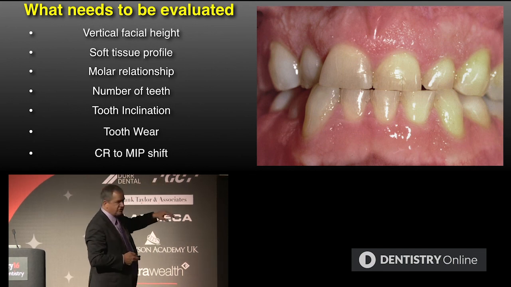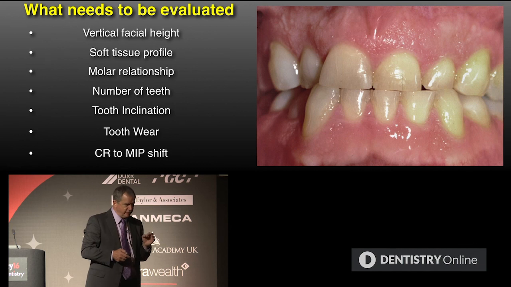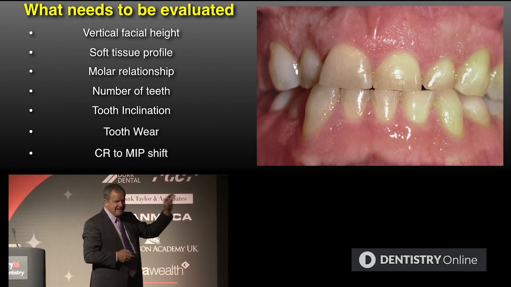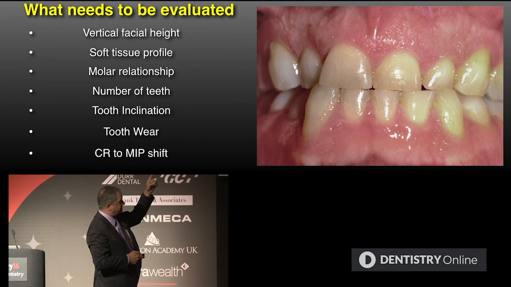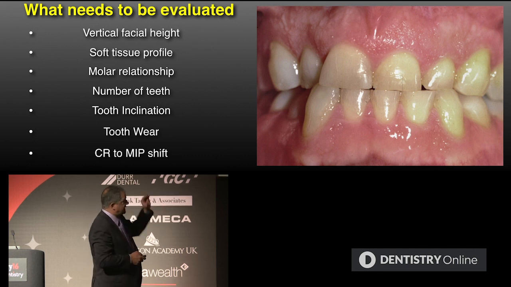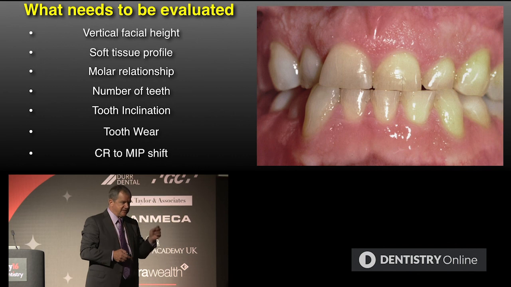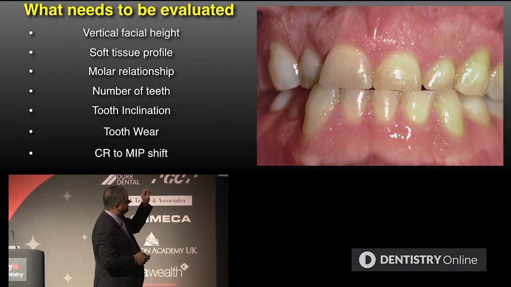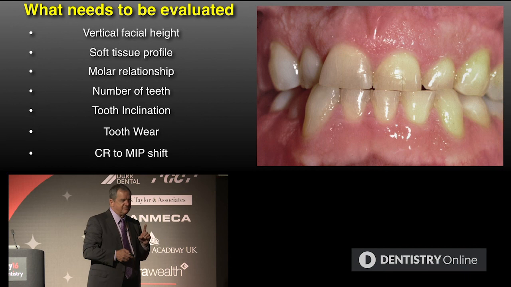So what do we evaluate? All the same things we're just talking about, except I'm going to add a few for you. When you see an end-to-end relationship, the first thing I do is vertical facial height. Second thing I do, soft tissue profile to see if there's any skeletal problems. Third thing I do, molar relationship to see is it class 1, class 2, or class 3. Fourth thing I do, count teeth. Oftentimes you end up with an edge-to-edge relationship because the upper arch is short because it's missing teeth, or the lower arch is long because it has retained primary molars or maybe even a supernumerary tooth.